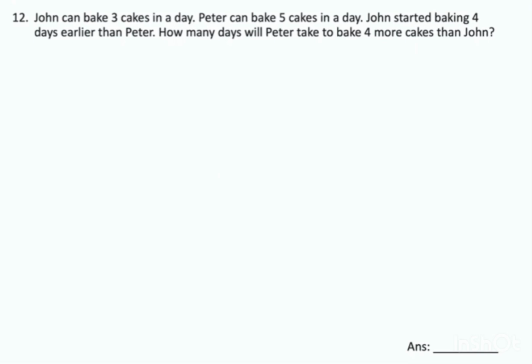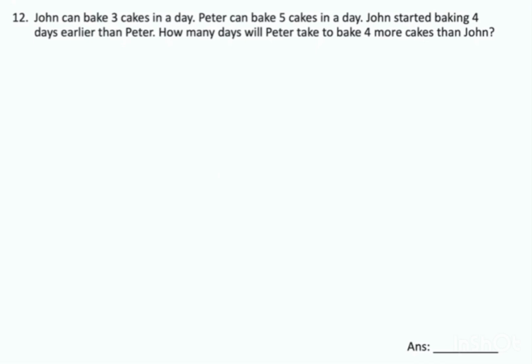As for Peter, every day, he can bake 5 cakes. John started baking 4 days earlier than Peter. Okay, imagine Peter doing nothing. John started baking for 4 days, and during those 4 days, Peter is doing nothing. So during the 4 days, John would have baked 12 cakes.